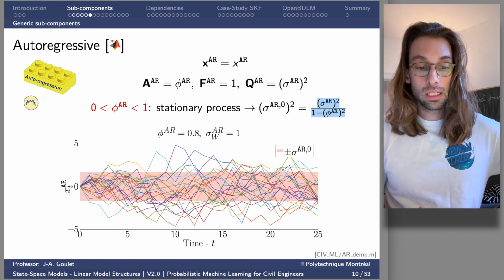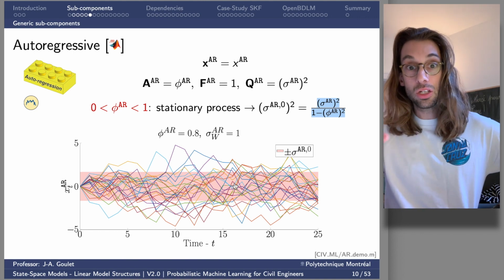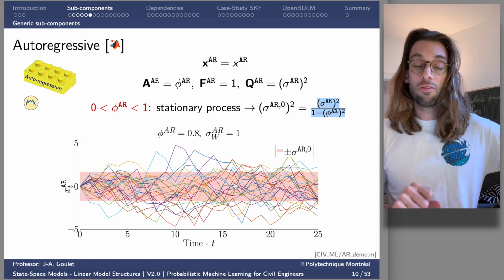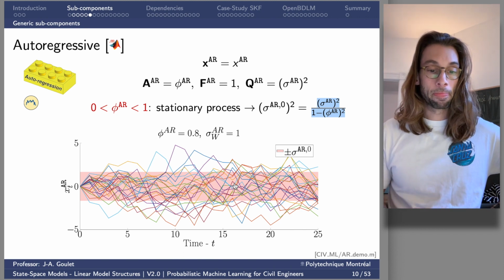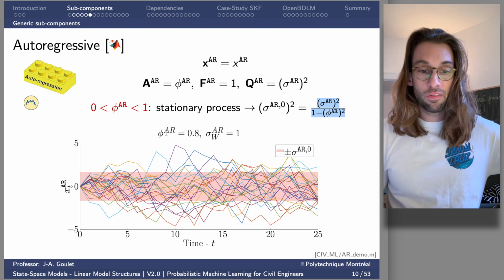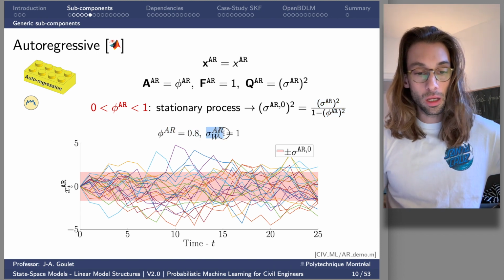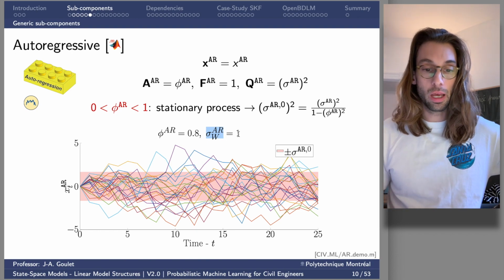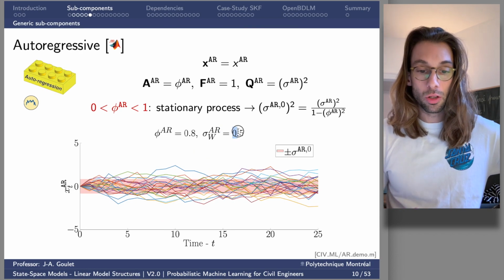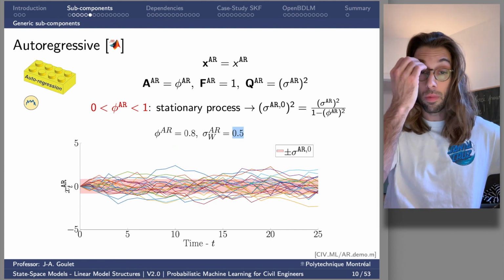So we see that this is the standard deviation describing the stationary standard deviation of my autoregressive process. And here the phi AR, the autoregressive coefficient, is 0.8. The standard deviation is 1, okay? So what happens if I use a smaller standard deviation? You see that we have less variability in our model, okay?